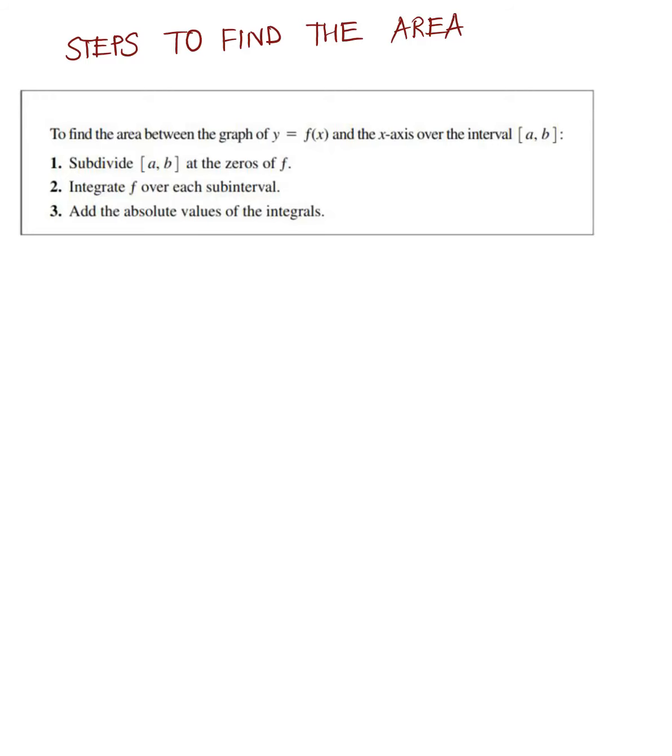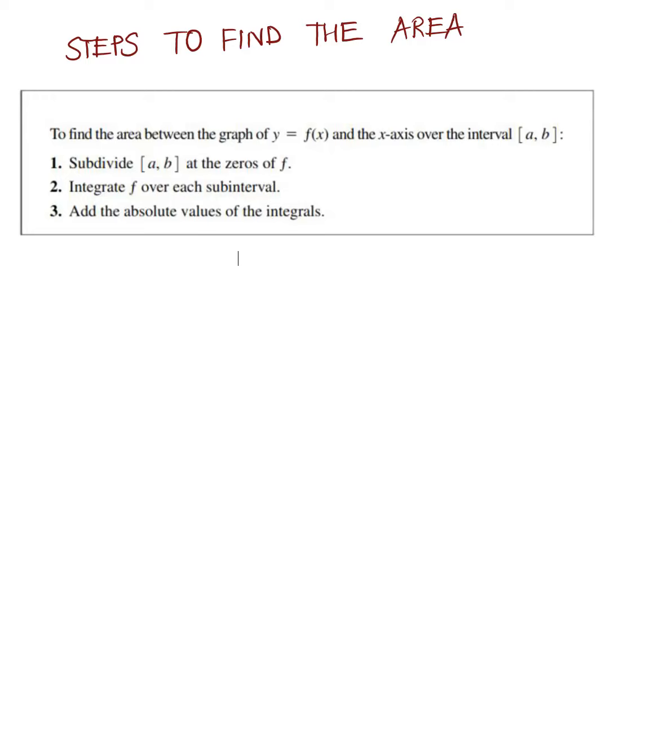The steps are that you'll first subdivide the area AB at the zeros of f, because at zeros, which are the x-intercepts basically, that's where the graph crosses the x-axis. So you know whether it's going up above the x-axis or below the x-axis to know if the area will be positive or negative. For that reason, you subdivide the interval at the zeros. Step 2 is to take the integration of f over each of those subintervals. And step 3 is take the absolute value of each one of them and add them up.